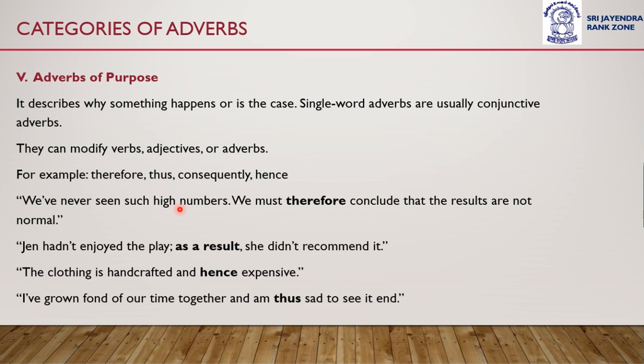We have never seen such high numbers. We must therefore conclude that the results are not normal. Jen hadn't enjoyed the play. As a result, she didn't recommend it. The clothing is handcrafted and hence expensive. I have grown fond of our time together and thus sad to see it end. These are all adverbs of purpose. Therefore, as a result, hence, thus. Why? Because they are telling us about something that has happened.